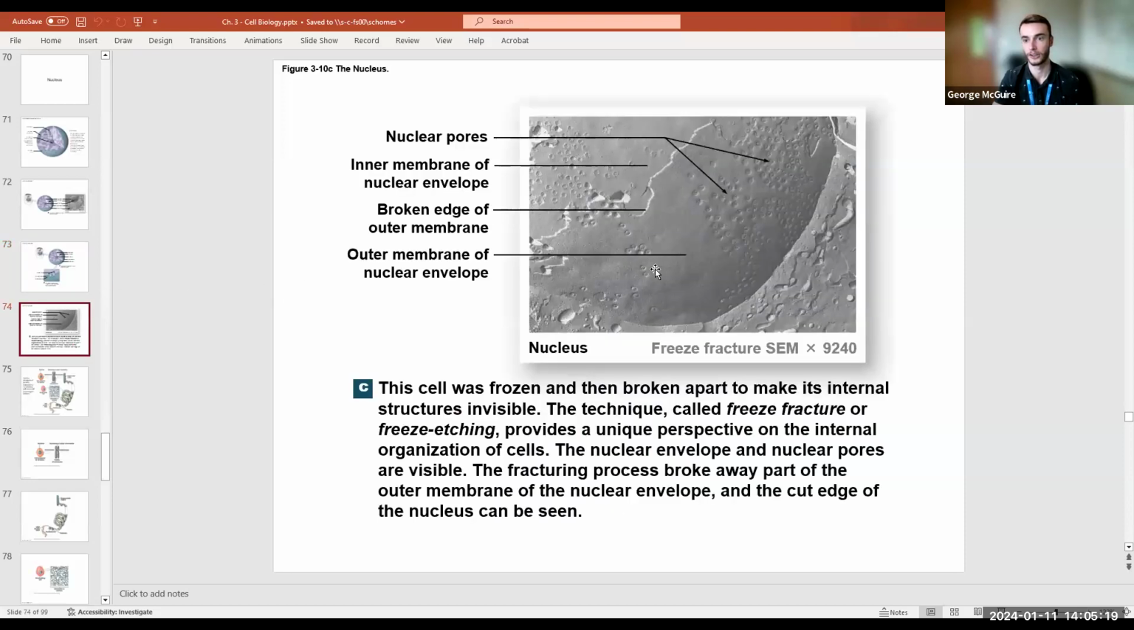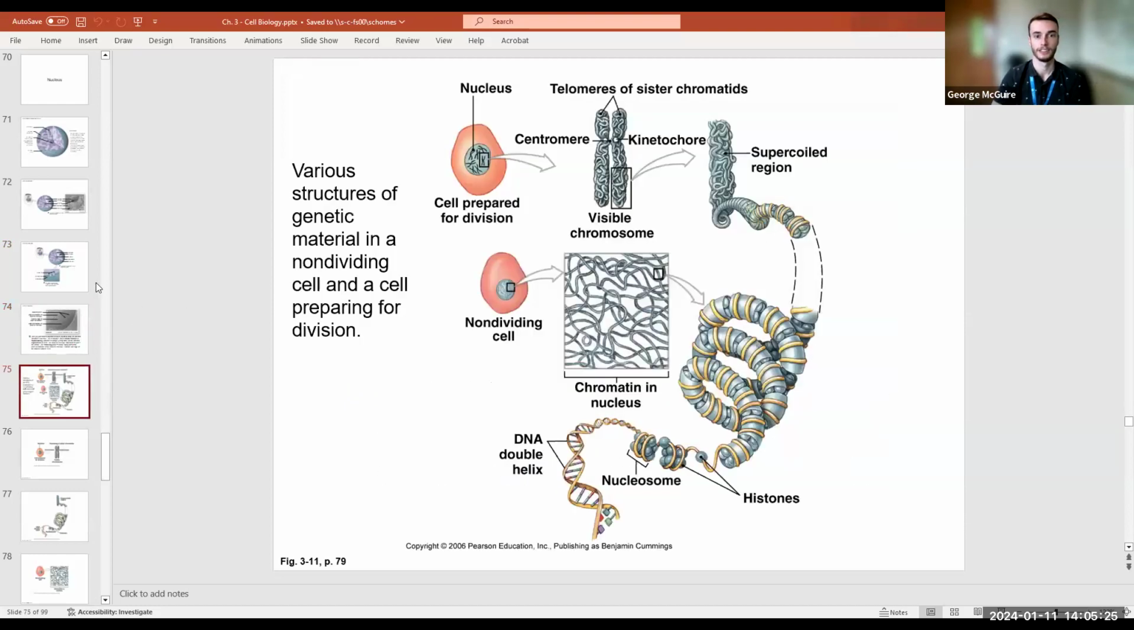And here's just another electron microscope image showing the same thing. All right. So within our nucleus is all of our genetic material, as I mentioned before.